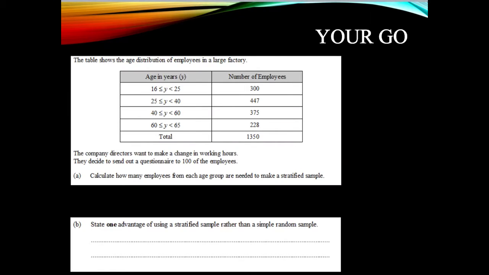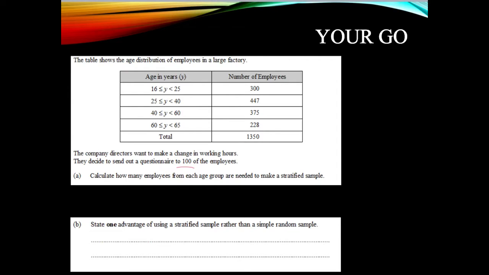Okay, next. Here's a little question for you to have a go at yourself, and in this case it says the table shows the age distribution of employees. The company director wants to make a change in working hours, and they're going to send a question out to 100 of the people. Okay, so 100 employees. How many from each group are needed to make a stratified sample? And secondly, see if you can think of one advantage of using a stratified sample rather than a simple random sample. I've not actually explained this, but let's see if you can use some common sense and see what you can come up with. Pause the video now, have a go.